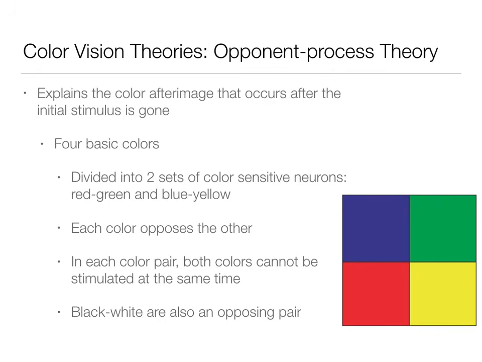And this really is explained by our opponent process theory. Opponent process theory says that we have colors that oppose each other. And this is similar to what you learned in art class, right? That these opponent colors, blue and yellow, green and red, black and white, are opposing pairs. And what they're saying is that we really have these two sets of color-sensitive neurons. We have red-green and we have blue-yellow. And each color opposes the other. And so because of that, each one can't be stimulated at the same time.